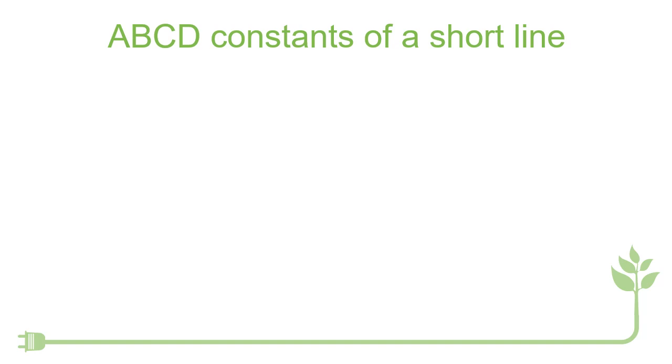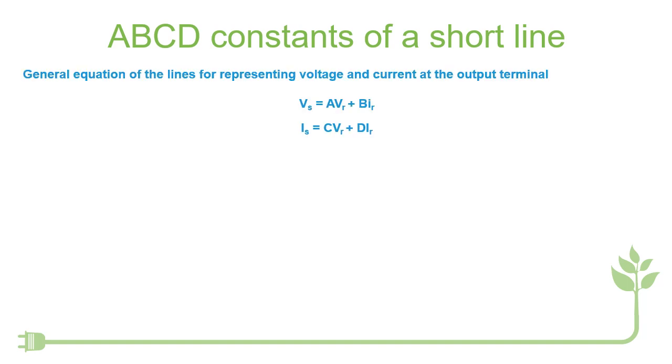ABCD constants of a short line. The concept of ABCD parameters comes into play. Voltage and current of the network can be represented as VS equals A VR plus B IR, and IS equals C VR plus D IR, where A, B, C, and D are the different constants of the transmission network.